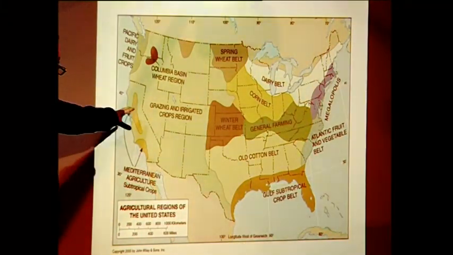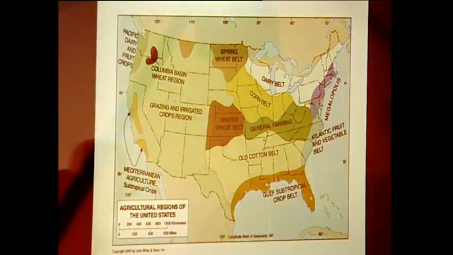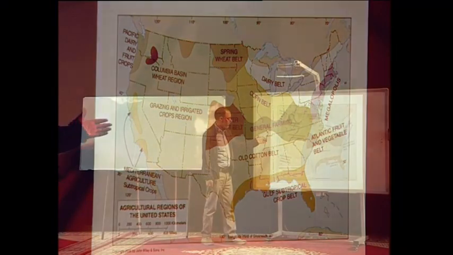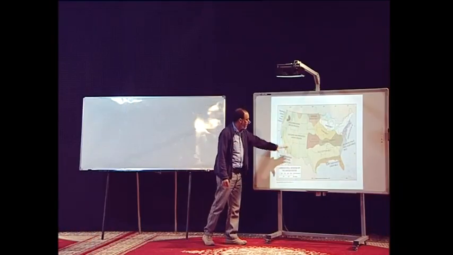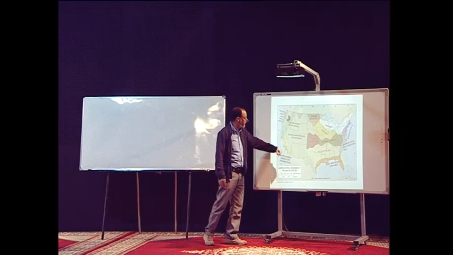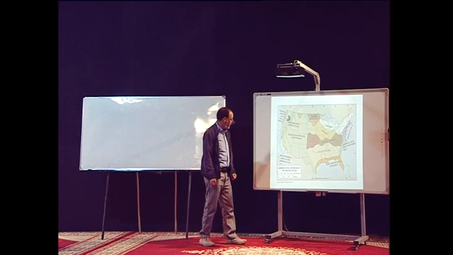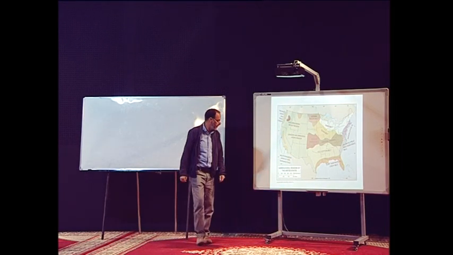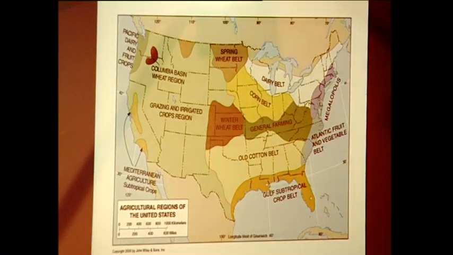Now, the rest is grazing, and also some crops toward the west. And this is, if you remember from the first map, the Rocky Mountains. So let's move to the next slide.